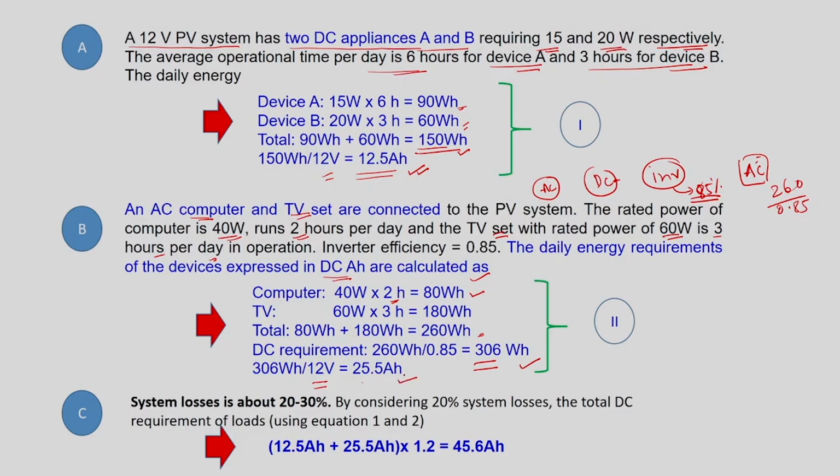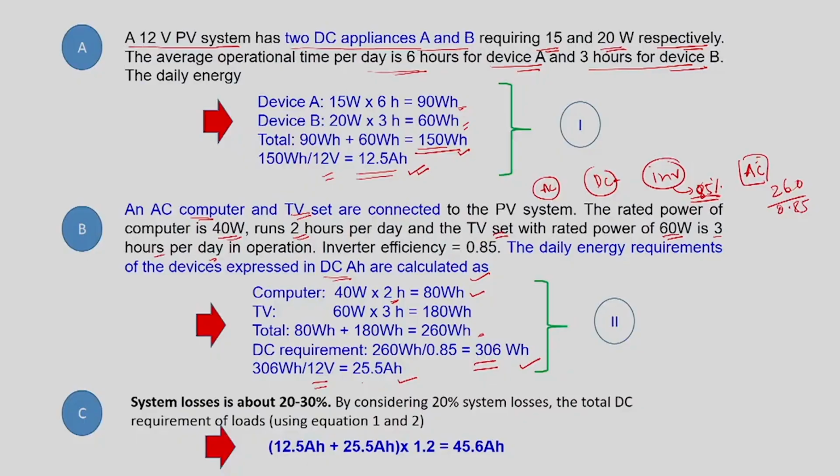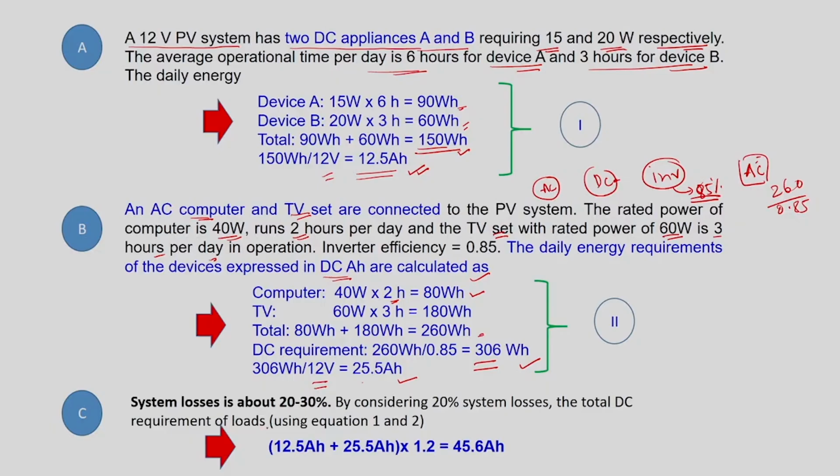The next step, as per our design methodology, is to add some kind of losses. This may be cable losses or any other losses encountered during operation. It is considered to be about 20 to 30%. If we consider 20%, then this DC requirement will increase by 1.2 times. So, it will be 45.6 ampere hour. All these things are DC, and when we multiply by 1.2, it will be 45.6 ampere hour. Let us move to the next step.